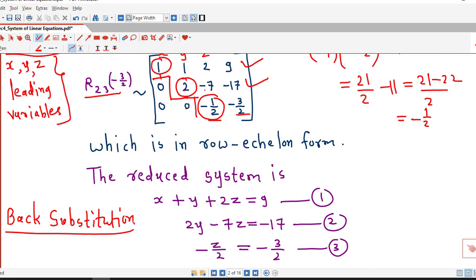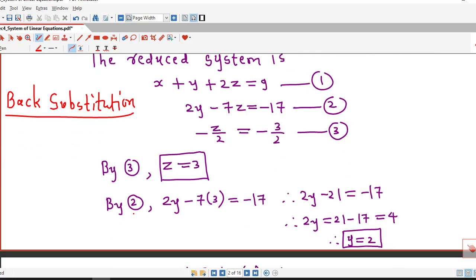So now we find out values of x, y, z. From the last equation we obtain z equal to 3. Then we put z equal to 3 in equation 2. So 2y minus 7 into z, that is 3, equal to minus 17. Therefore 2y minus 21 equal to minus 17.